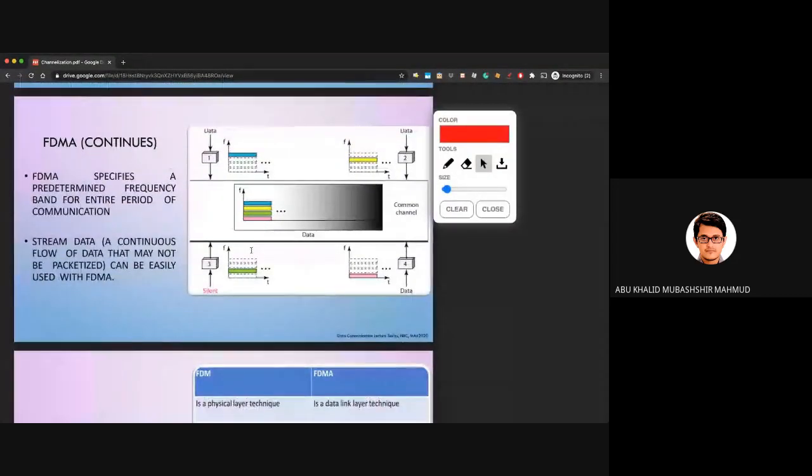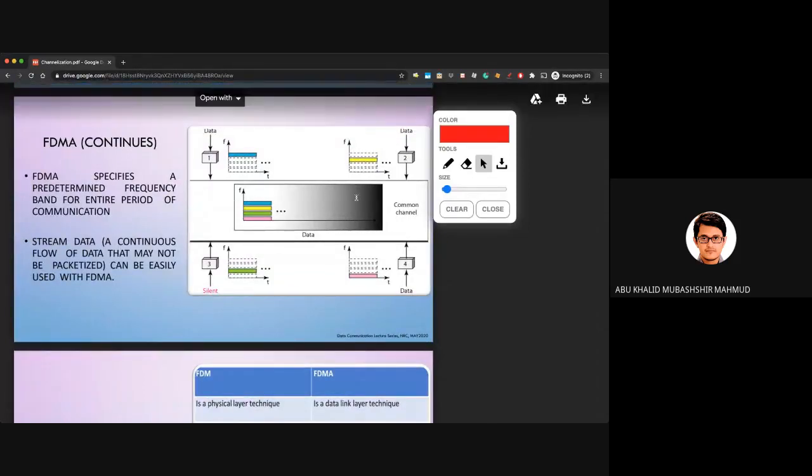This is how the FDMA transfers the data. This is the common channel or total data channel, and this is channel 1 or station 1. This is channel 2 or station 2, and this is channel 3 or station 3, and this is channel 4. So data are transmitted from 1, 2, and 4, but silent is the third station.